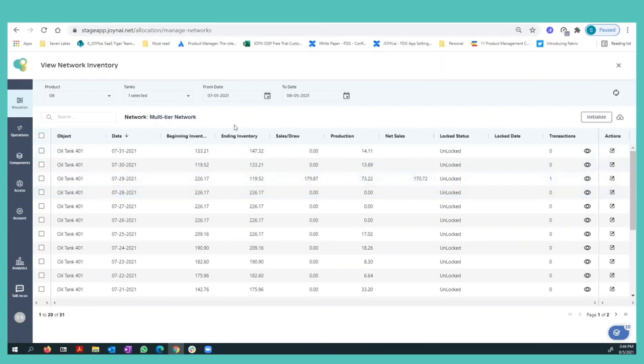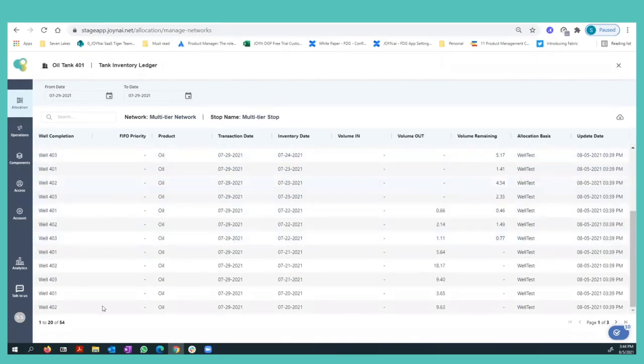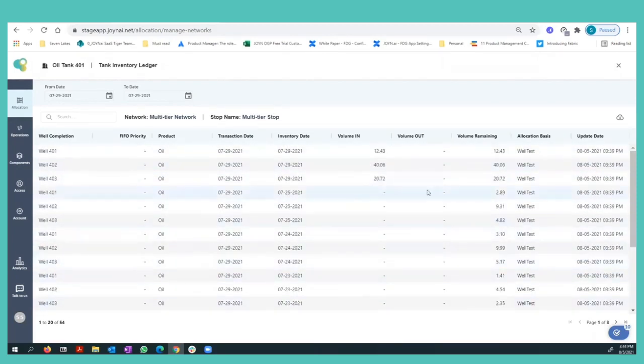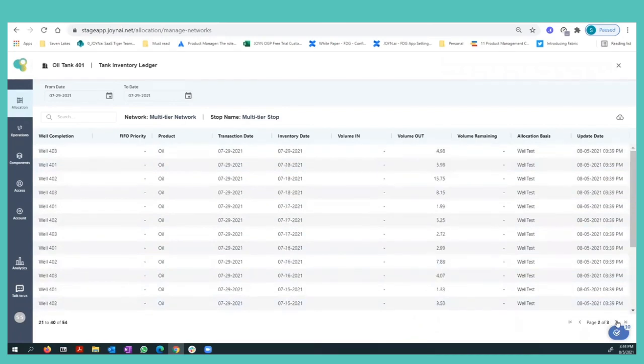Now I'll show you how the ledger transaction looks in a normal state. There is an extra column which we have added, which shows the FIFO override priority, if any well was enabled for the FIFO override. What you notice here is there's no override enabled on any well. So the pure FIFO logic is implemented, where the oldest inventory is drawn out first.